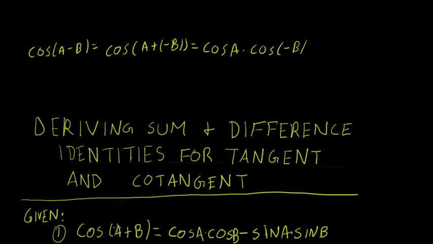Because this just says the cosine of the sum of angle 1 plus angle 2 is the cosine of angle 1 times the cosine of angle 2 minus the sine of angle 1 times the sine of angle 2. So this is angle 1, and this is angle 2. So cosine of A times cosine of negative B minus the sine of A times the sine of negative B.